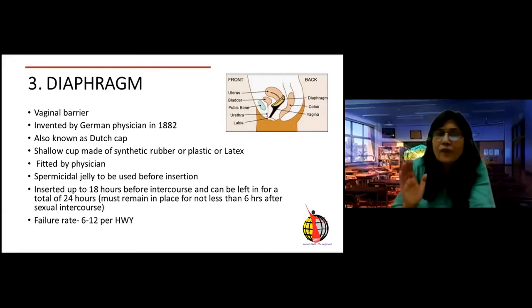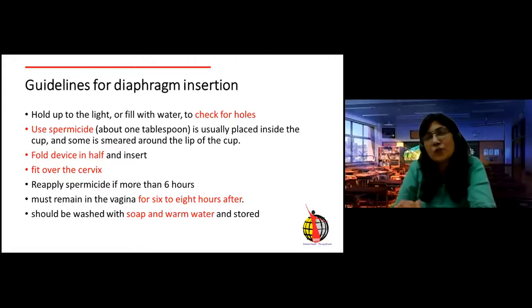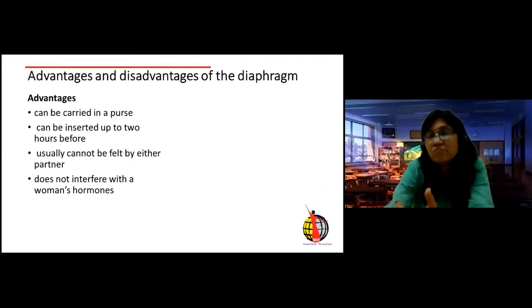So, guidelines for insertion: she has to check for any holes. Always a spermicide has to be used along with the Dutch cap. It has to be folded into half, fitted over the cervix, and the spermicide reapplied if more than 6 hours are over. It must remain in the vagina for 6 to 8 hours after the intercourse, and has to be washed with soap and warm water after the use. Diaphragm again was very well used and accepted in European countries. It is still being used, but in India, I haven't seen many women using it.